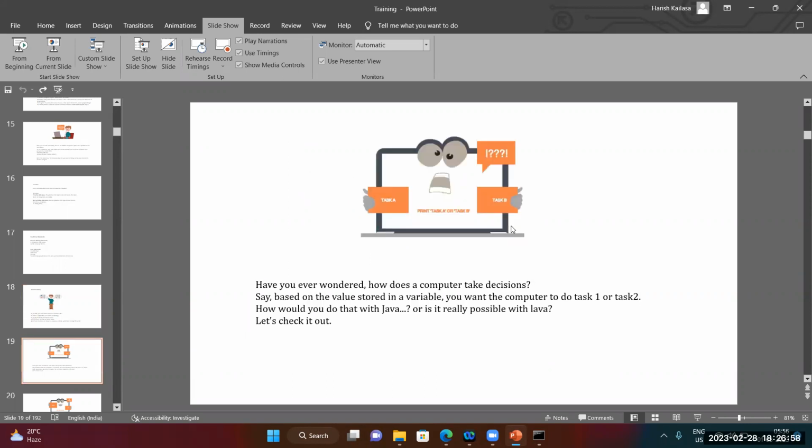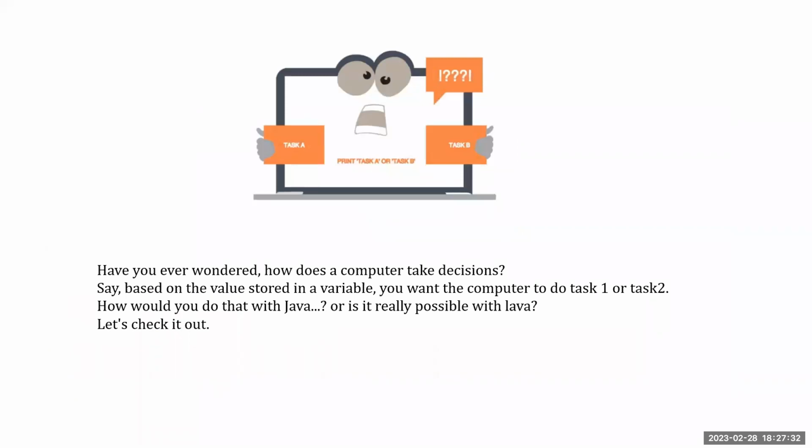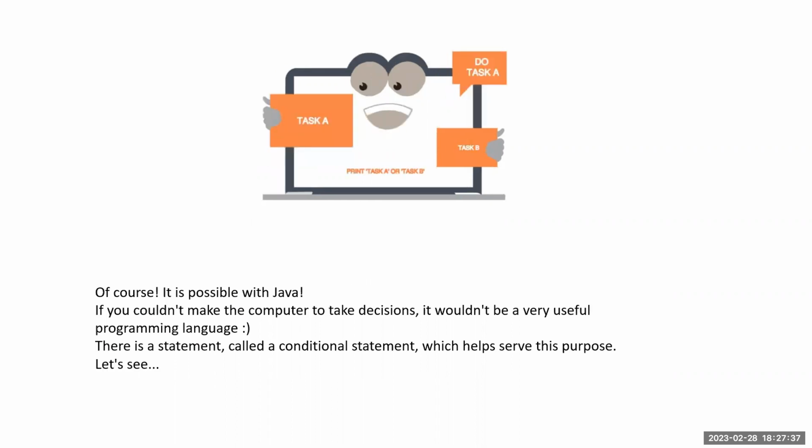And when it comes to a computer, how can a computer make a decision? It is possible by using Java. Java provides different types of syntaxes for how to perform these kinds of conditional flows and decision making. Which task I need to work on, which task I need to execute on which condition. So Java makes it very simple to understand these things.